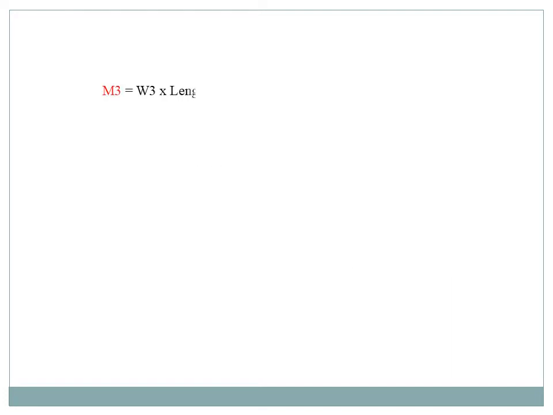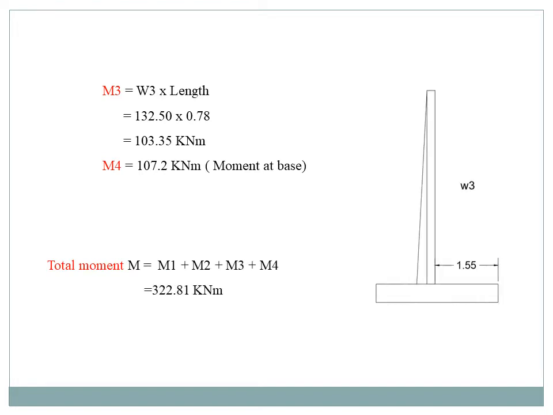Next, sorry, M3 is equal to W3 into length. See the diagram, W3 is the soil area. This is also a rectangular portion. So 132.50 is W3 and the length is 1.55 divided by 2, so 0.78. So 103.35 kilonewton meter. M4 is the moment at base from our starting step number 2, 107.2 kilonewton meter. So total moment M is equal to M1 plus M2 plus M3 plus M4. So our answer is 322.81 kilonewton meter.